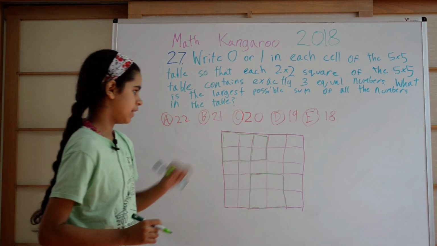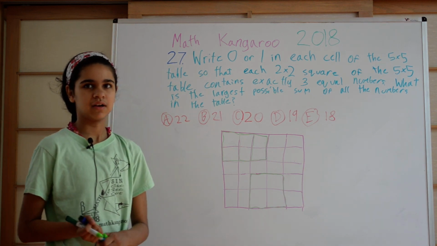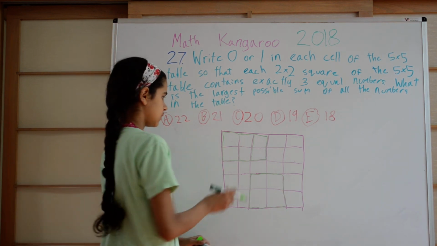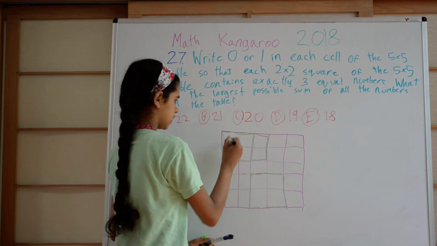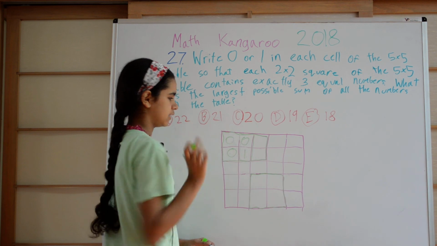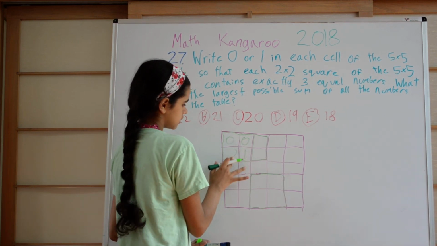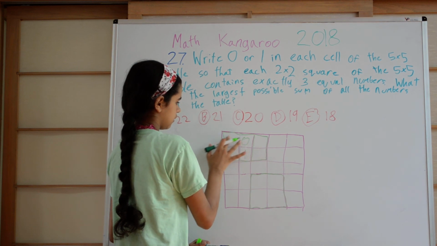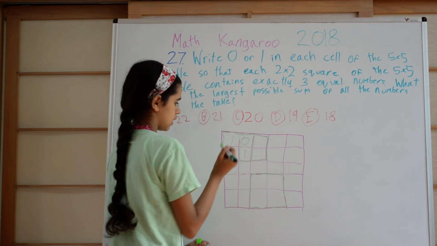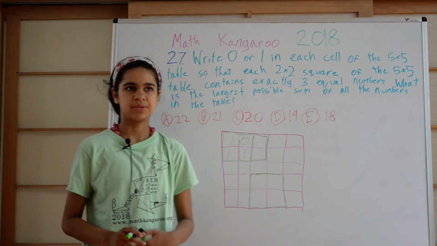And we know that for any of these 2 by 2 squares, there's going to be exactly 3 numbers in it that are equal. So for example, if we look at this one, we could write 0, 0, 0, 1, and then it has 3 equal zeros. Or we could have 3 equal 1s, and we could have 1, 0, 1, 1. It doesn't matter what order they're in, as long as we have 3 zeros or 3 1s.